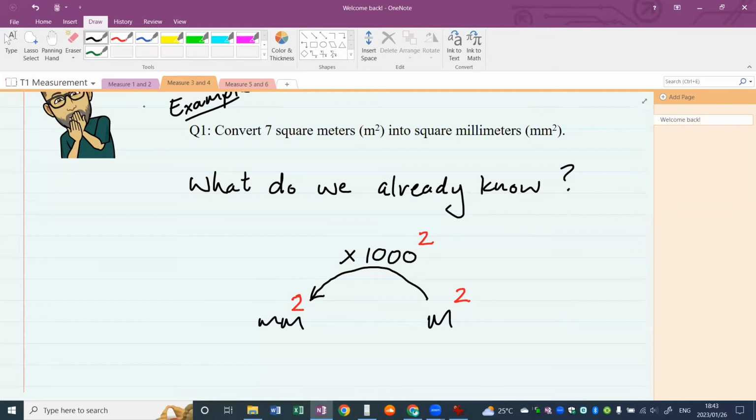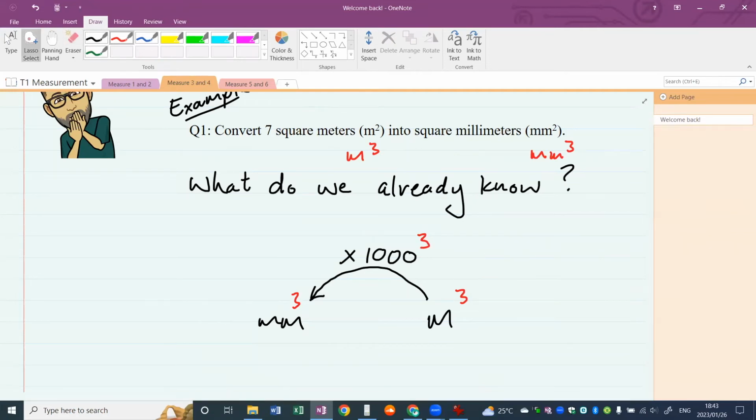The same is true if this question wasn't talking about area, but it was talking about volume. So what if we had cubic meters, meters cubed, and we wanted to go to millimeters cubed, cubic millimeters? What do we do then? That's easy. Meters cubed to millimeters cubed, you times by 1,000 cubed.